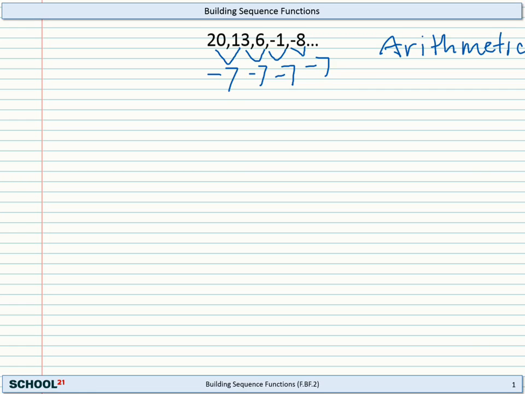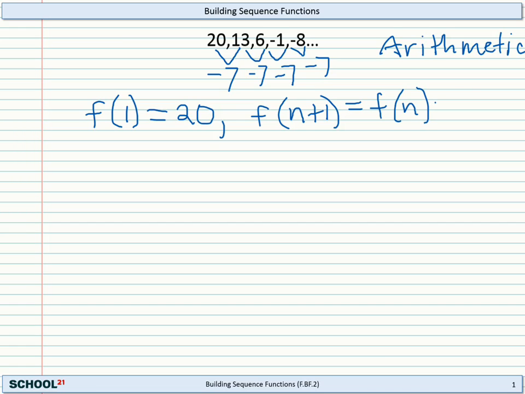And we know that we can define an arithmetic sequence recursively by first saying what the first term is. F of 1 equals, so what's the first term? It's 20. And then we just write this statement that says, to get any next term, we take the previous term and we minus 7. So there's our recursive definition. Pretty straightforward. But it's not very useful.